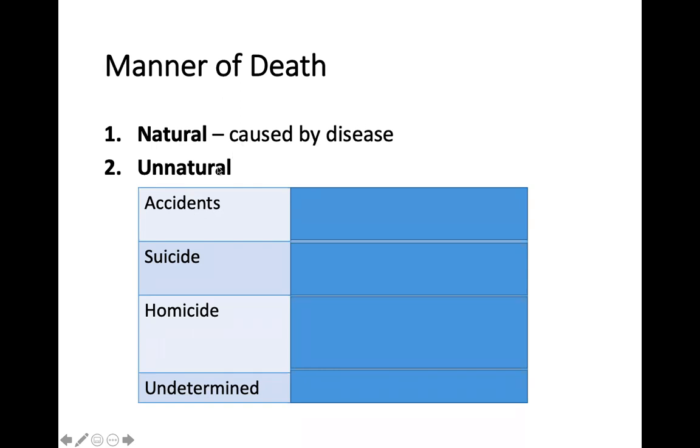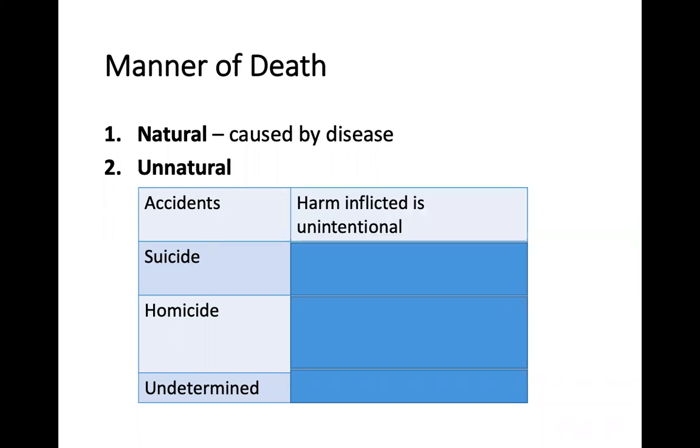So natural death, or natural cause of death, is usually caused by disease or degenerative processes. While unnatural is what is not natural. Okay, you died secondary to accidents, suicides, homicides, or undetermined. So when we say accidents, of course, the harm inflicted is unintentional. So I didn't mean to. For example, you have a classmate and you poke him with a ballpen. Oh, sorry, I didn't mean to, but actually I did.